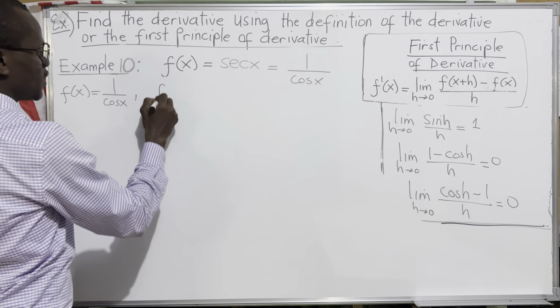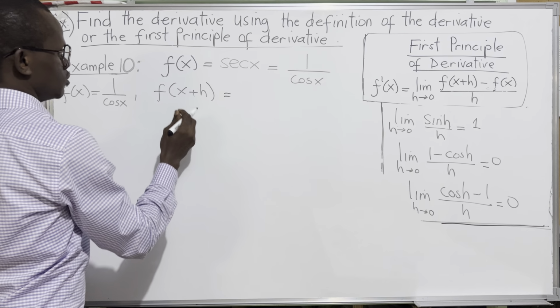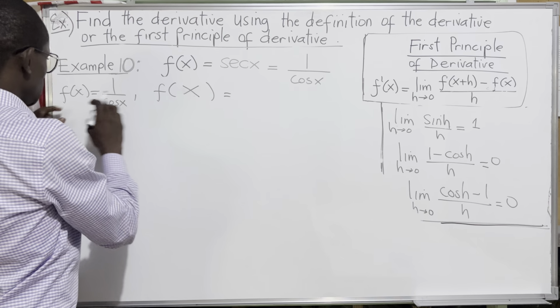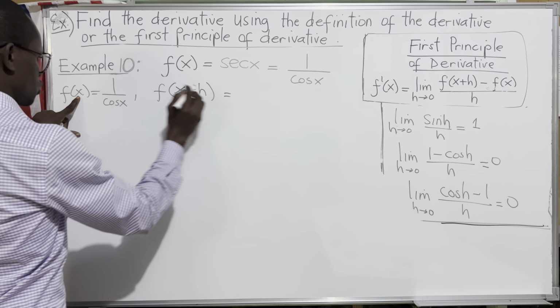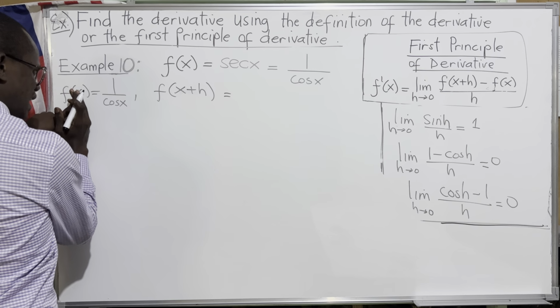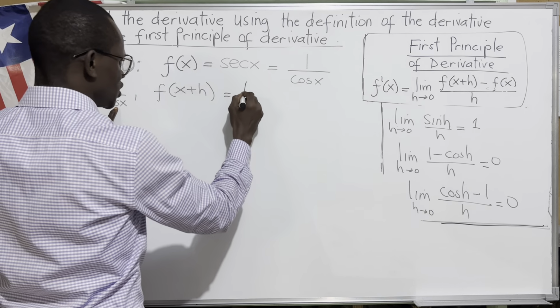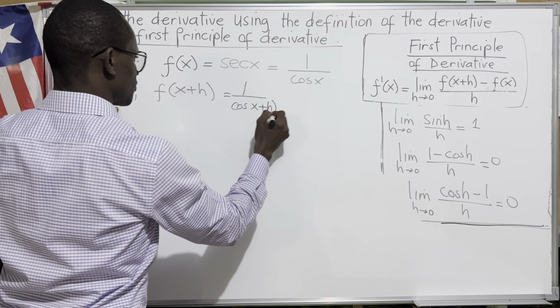The next thing we need to find is f of x plus h. So that is just like changing this x. You want to change this x now to x plus h. So the same thing you did on this side by changing x to x plus h, you must do the same thing on this side by changing x to x plus h.